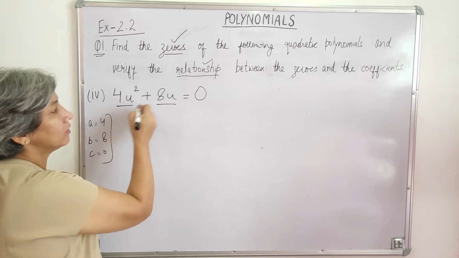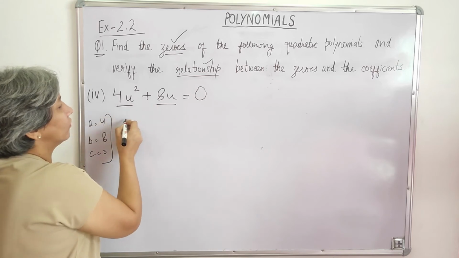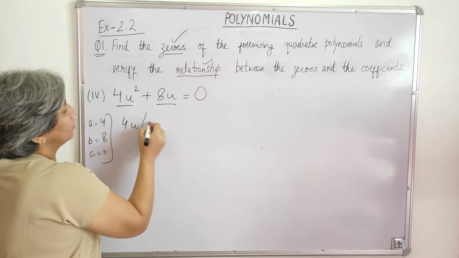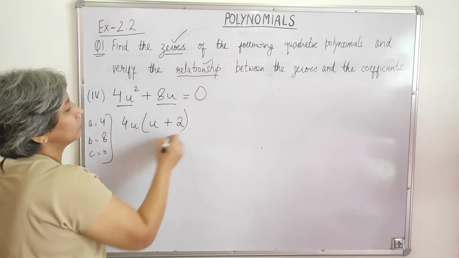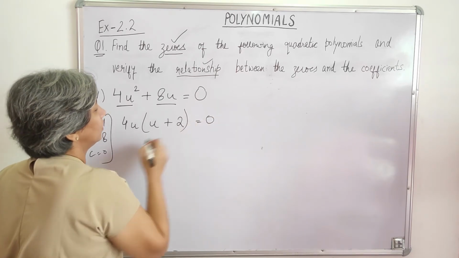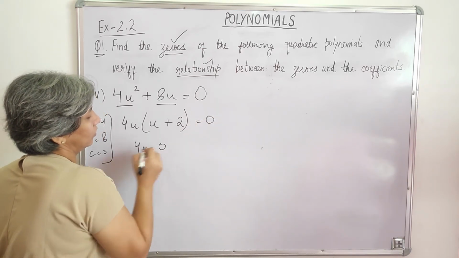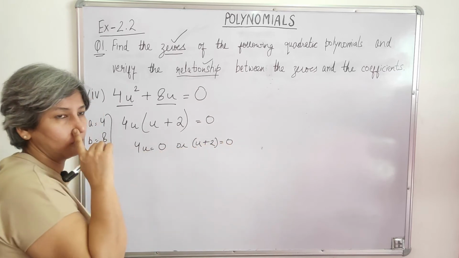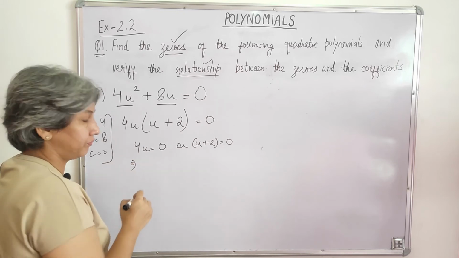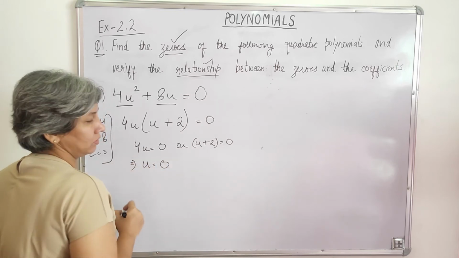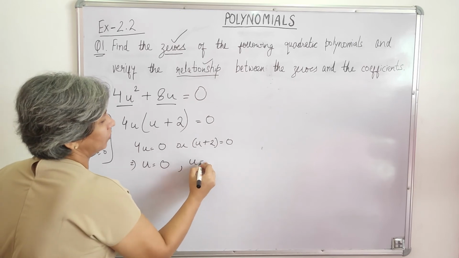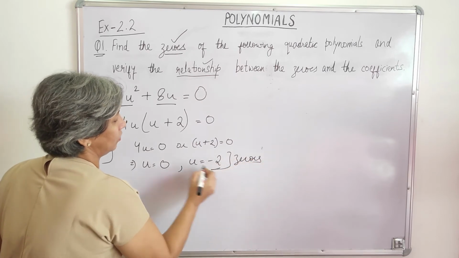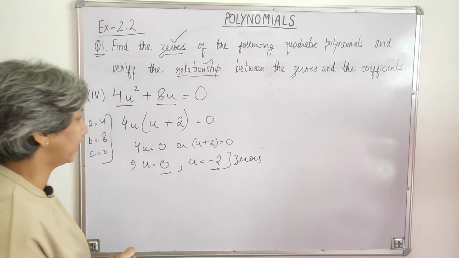Since there are no 3 terms, we can easily solve it directly just by having a look at it. We can see something is common, so we can say 4u into u plus 2 equal to 0. That means 4u equal to 0 or u plus 2 equal to 0, which gives me the zeros: u equal to 0 and u equal to minus 2.